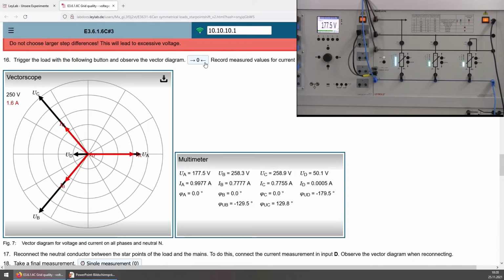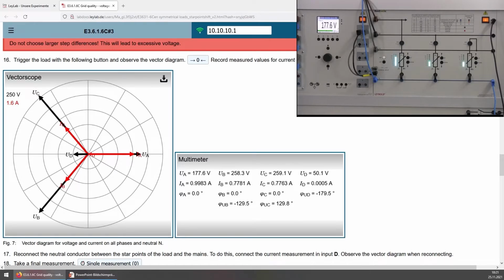Okay, what have we seen here? Now, the phase angle between phase 2 and 3 is 130 degrees corresponding to the first phase. The voltages have increased to 260 volts, and the voltage of phase 1 has decreased to 177 volts. Additionally, we have a potential at the neutral point of about 50 volts.